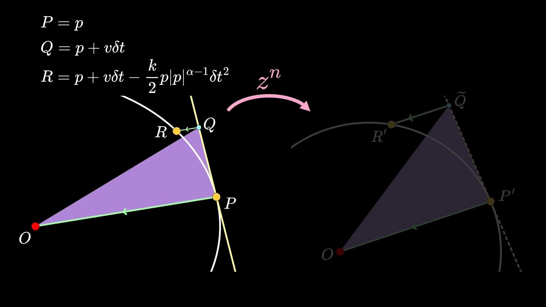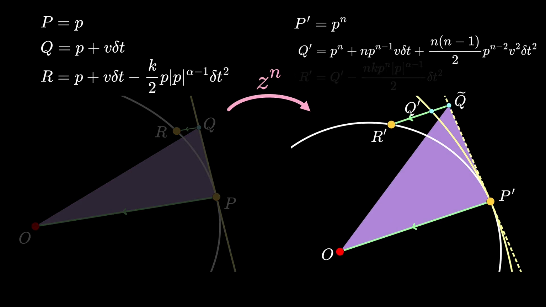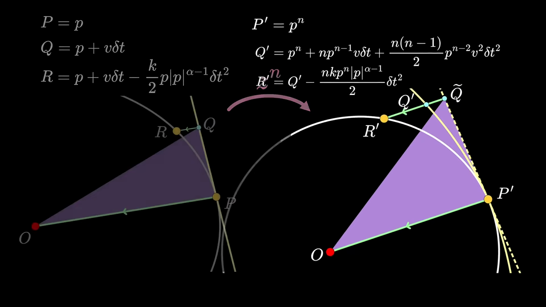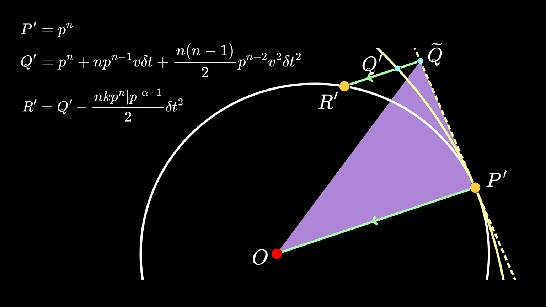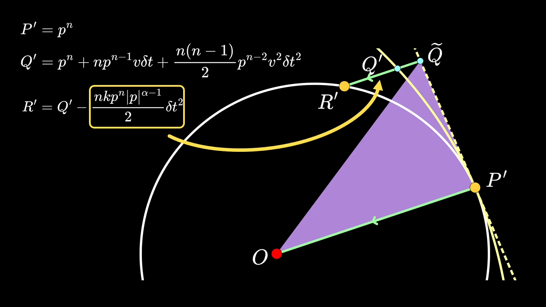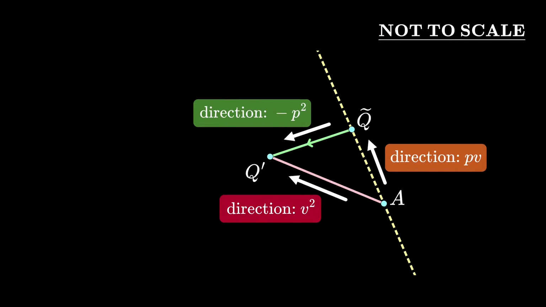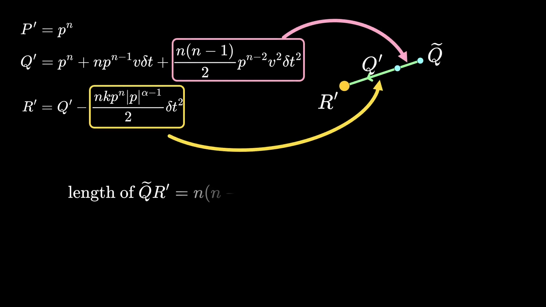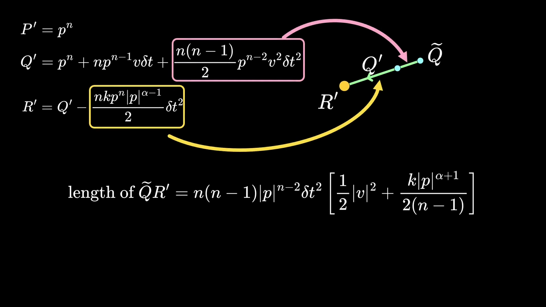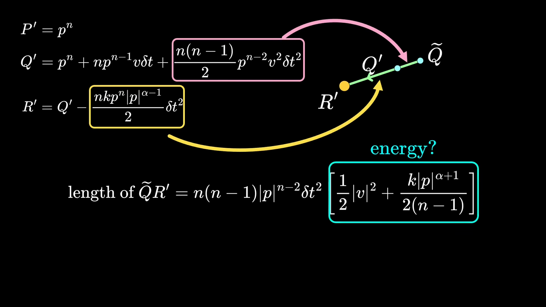Now we take everything to the nth power, expanding everything to second order in delta t. The computation is slightly more tedious, but still just using the binomial theorem. Essentially, the length of q prime r prime is given by this extra term, and the length of q tilde q prime is the same as this second order term in q prime, using the same argument of the isosceles triangle as before. Now we combine these lengths and massage the expression, where we see something that kind of looks like the total energy of the original setup.